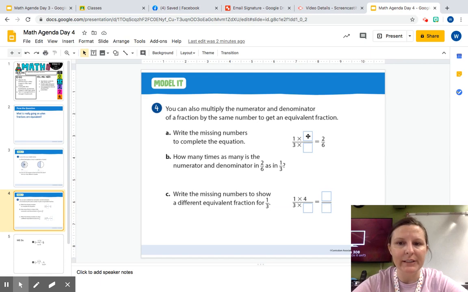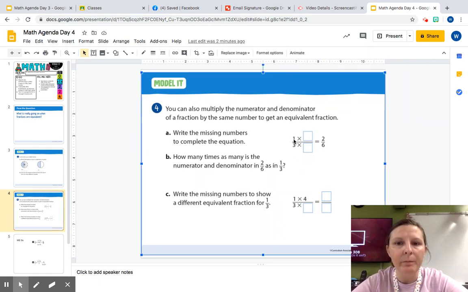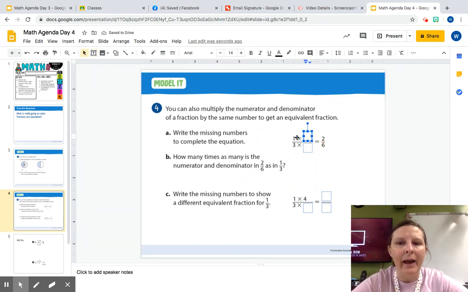So for this example right here, we have 1/3, but we can multiply the top number and the bottom number, the numerator and the denominator, by the exact same number to get an equivalent fraction, okay? So I can multiply the top by a number, and I can also multiply the bottom by the same number. Let's start with the top here. It already gave me my answer. My answer is going to be 2/6.